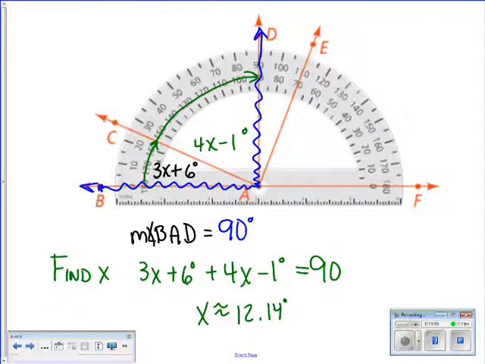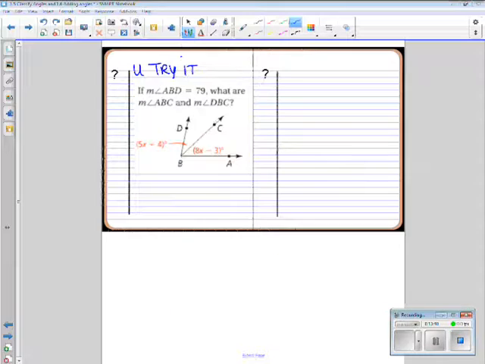All right, I got 12.14 if I did my math right. Hopefully you got the same thing, and if you got 12.4 and you're a little bit disturbed by that, don't worry about it. You're in geometry now. You can deal with fractions and decimals. All right.